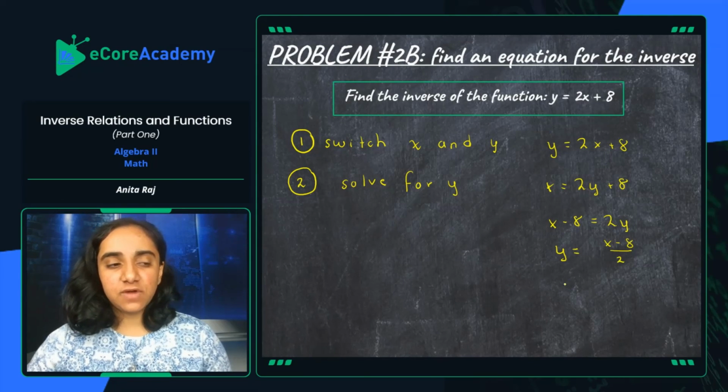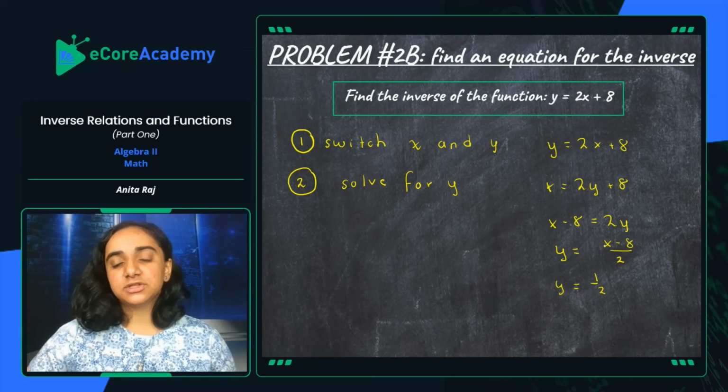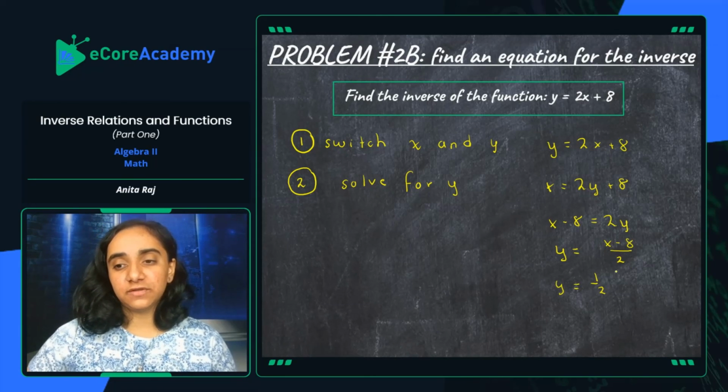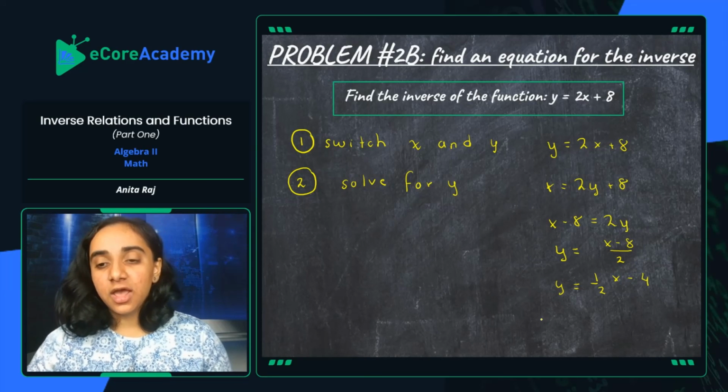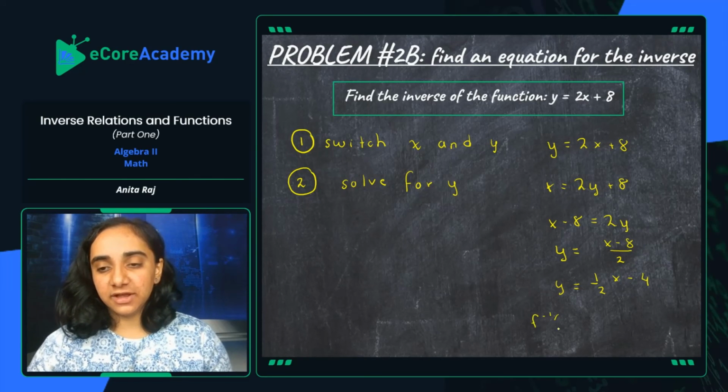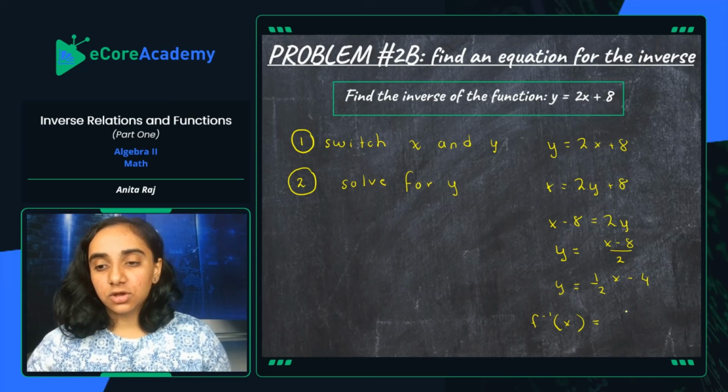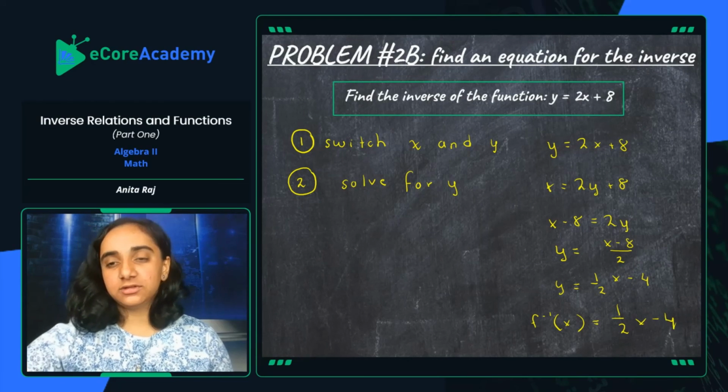And if we want to simplify this further, we can write it as y equals 1/2 x, because remember there's an imaginary 1 coefficient in front of x, so 1/2 x minus, 8 divided by 2 is just -4. And we can write this as f inverse of x is equal to 1/2 x minus 4. And that, folks, is our final answer.